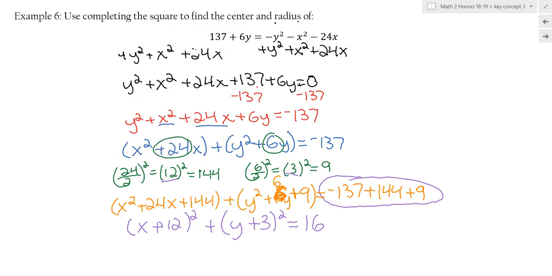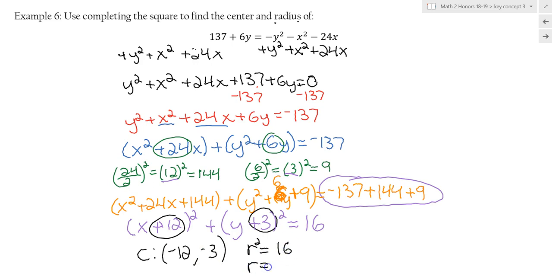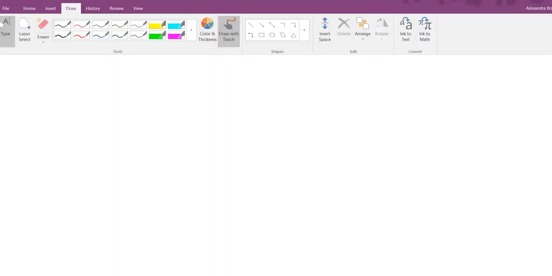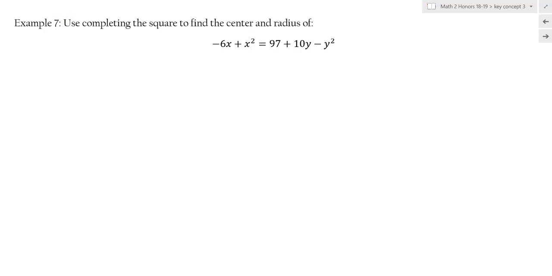Finally, we are pulling out our center and our radius. Center is negative 12, negative 3. R squared equals 16. Take the square root. R equals 4. So center negative 12, negative 3, and our radius is 4. All right, last problem. It's another one where everything's kind of gobbled up. So again, we're going to move everything to the other side.